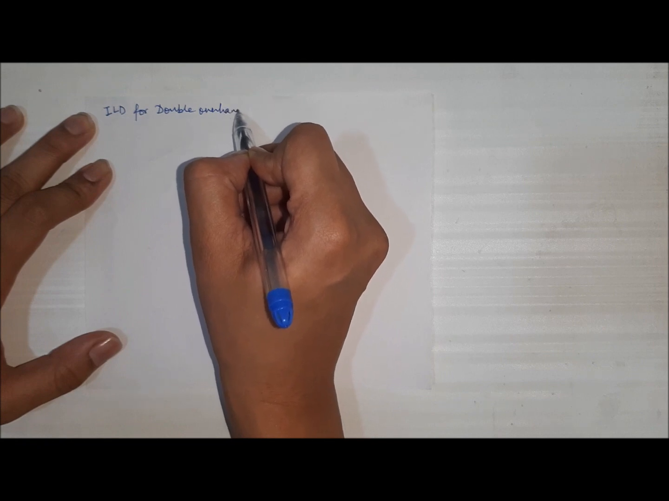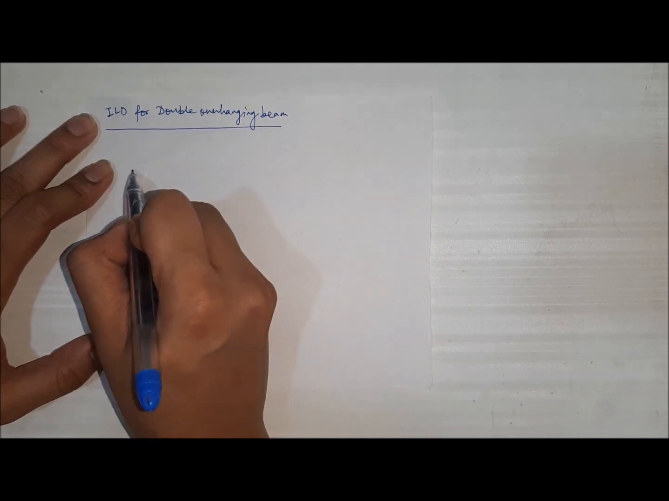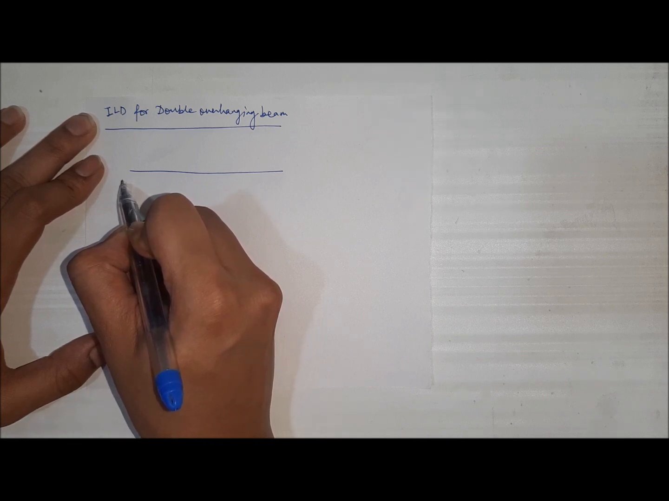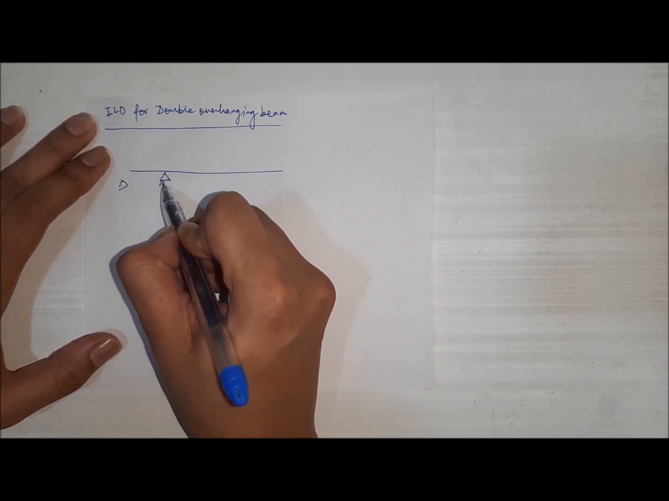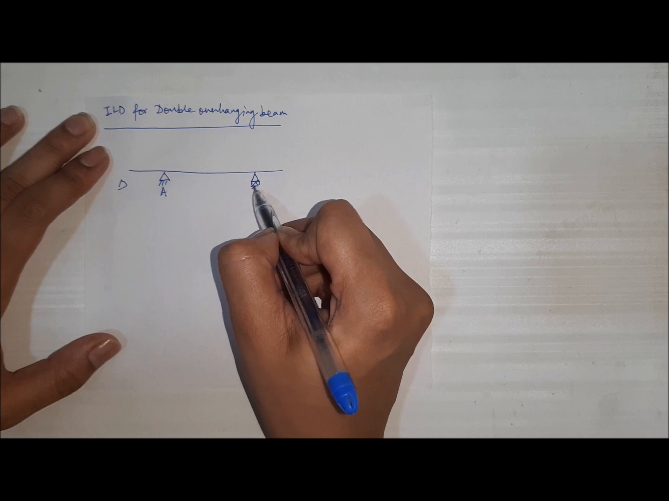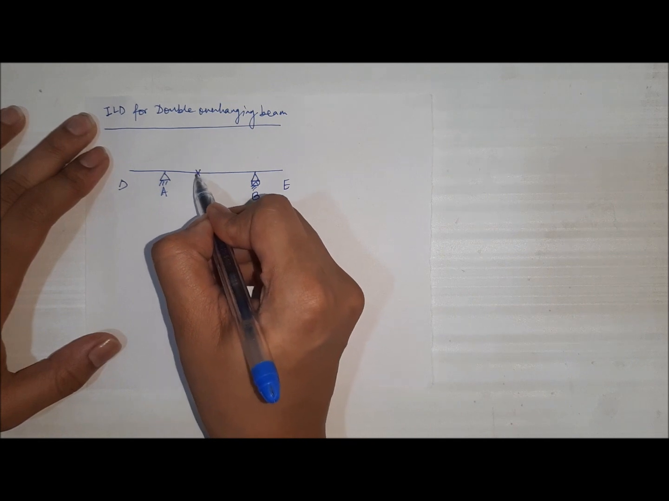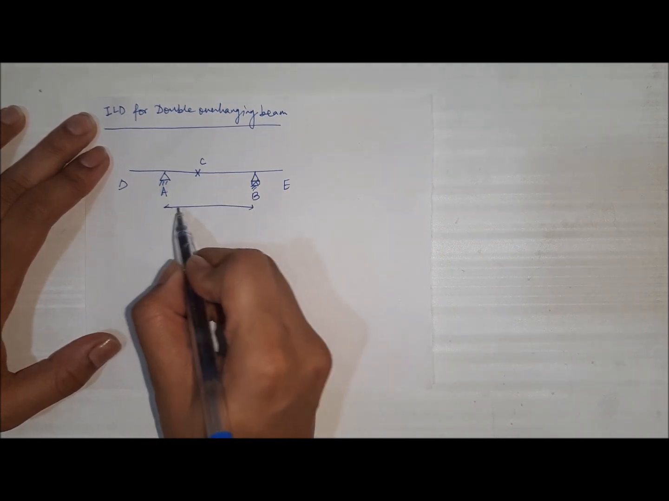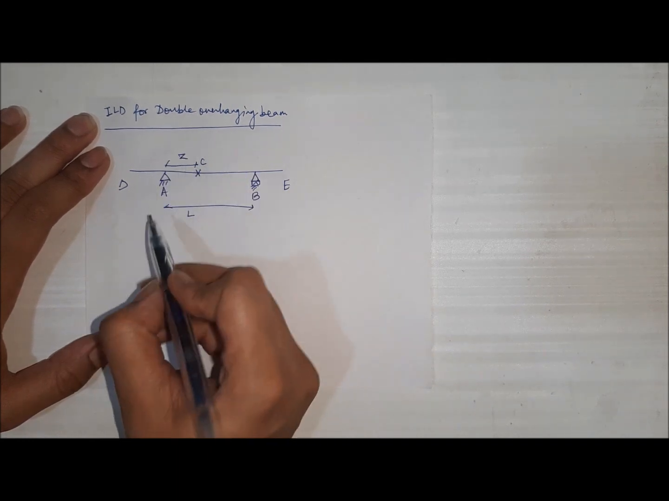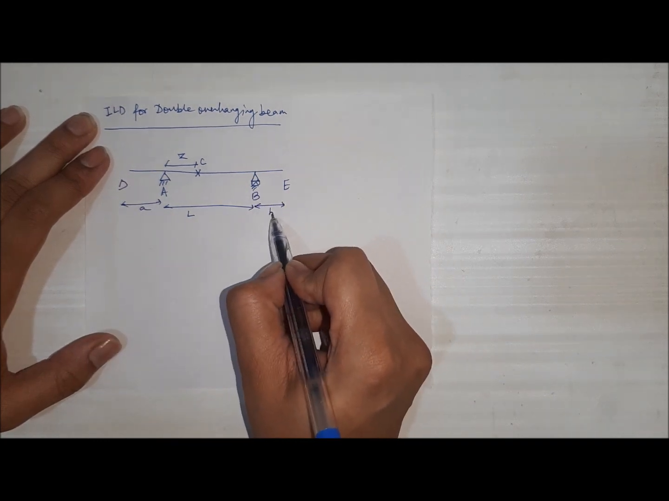That is having two overhangs, right? This is portion D. This is our first support A, that is hinged. This is portion B, that is roller, right? And this overhang is E. We are having a section C. Span of AB is L and this portion is Z. DA is small a and BE is small b.